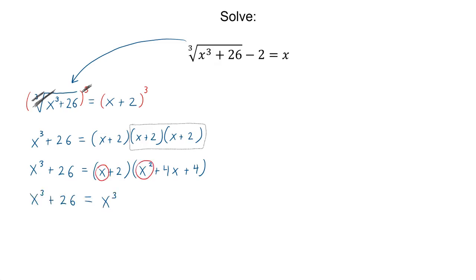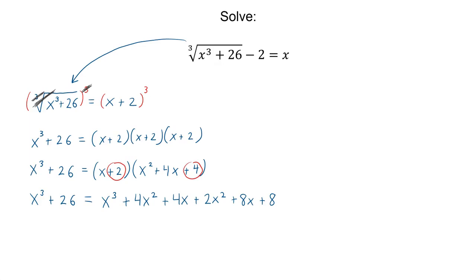X times x squared gives us x to the third. X times 4x gives us 4x squared. And x times 4 gives us 4x. Now we multiply 2 by x squared plus 4x plus 4. 2 times x squared is 2x squared. 2 times 4x is 8x. And 2 times 4 is 8.